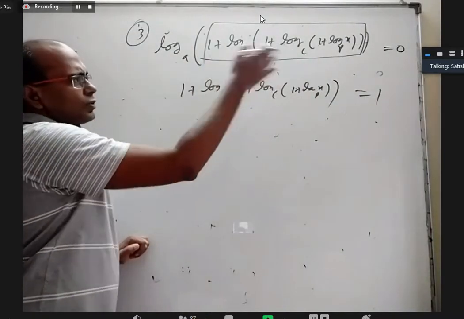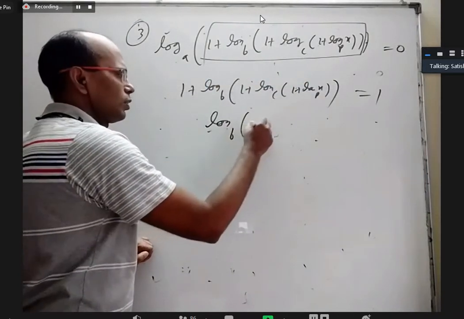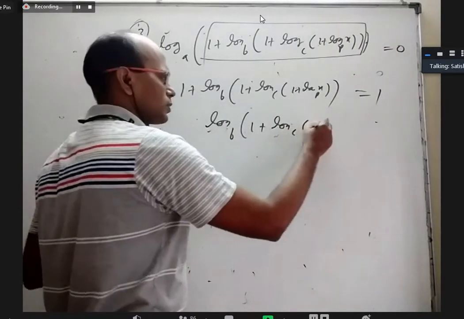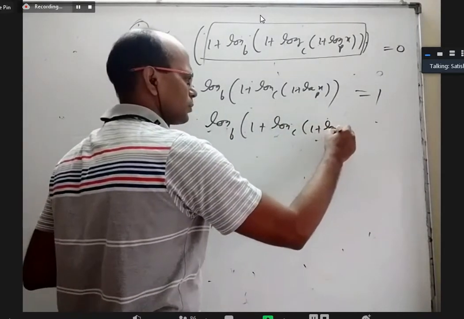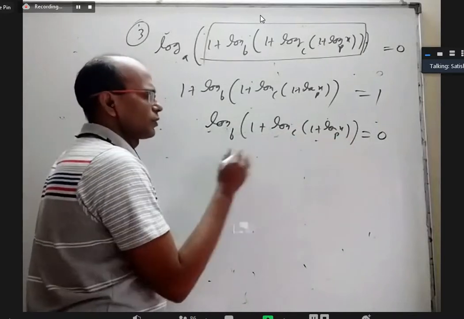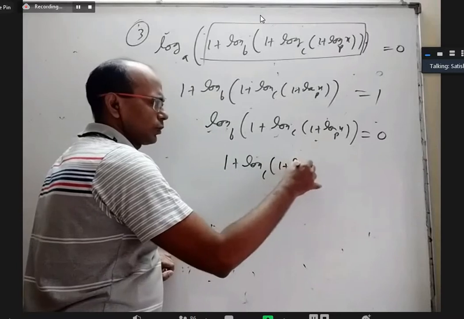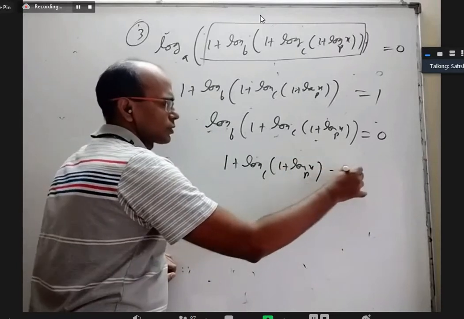Log of something is 0, it should be 1. Send this one that side, you will get log base b of 1 plus log base c of 1 plus log x base p is equal to 0. Again, log of something is 0 means this should be 1. So you'll get 1 plus log c, 1 plus log x base p is 1.